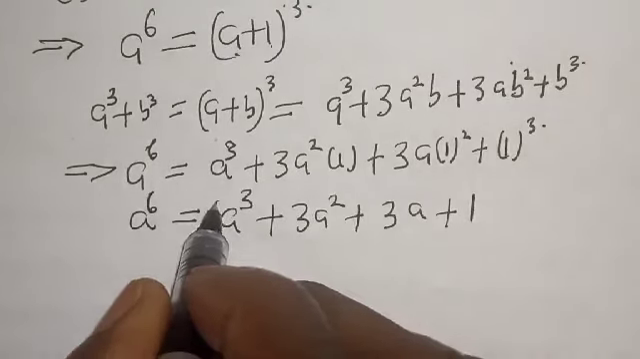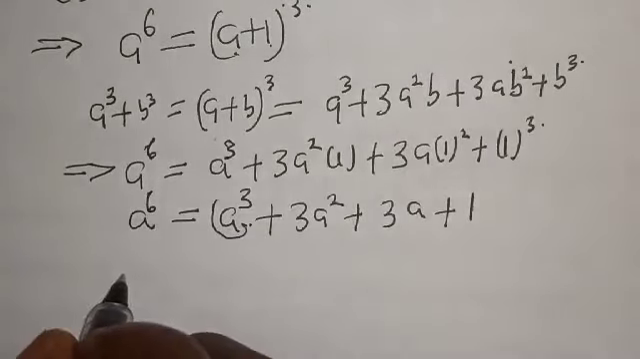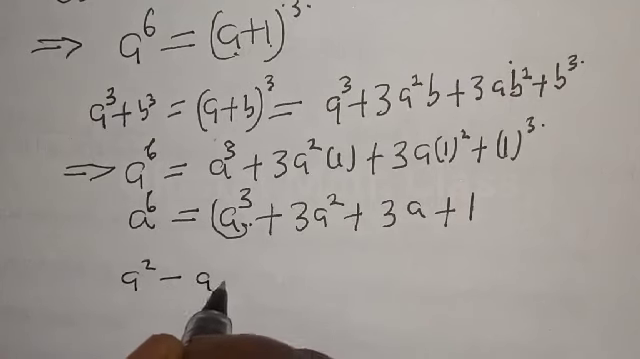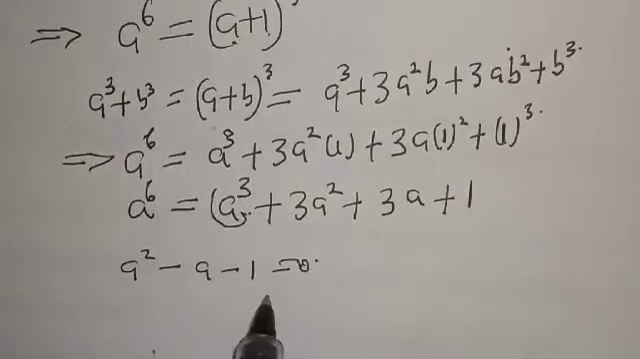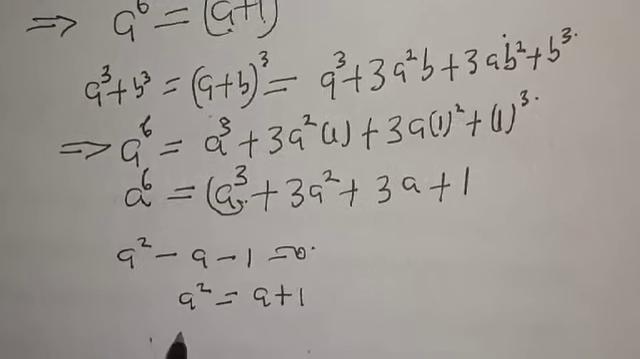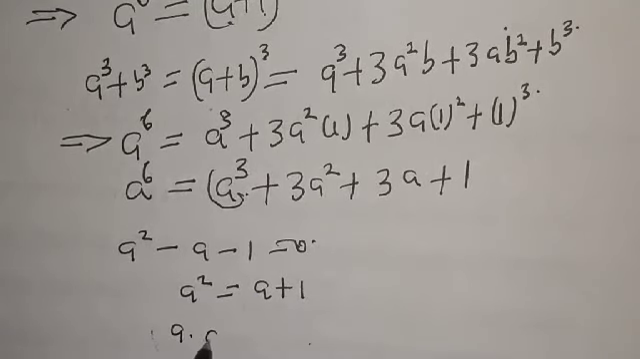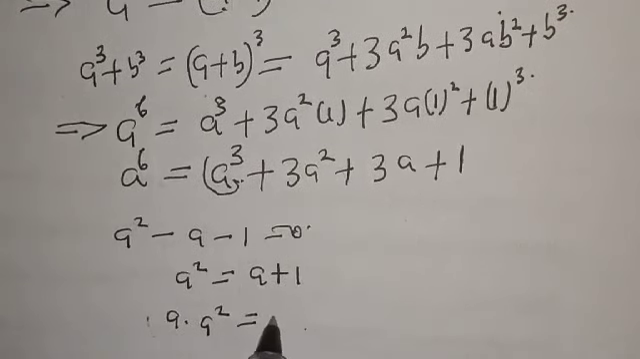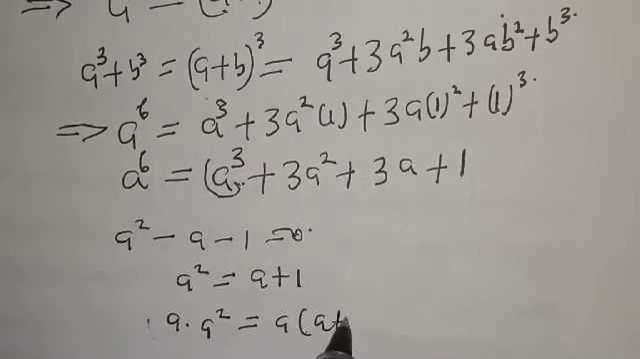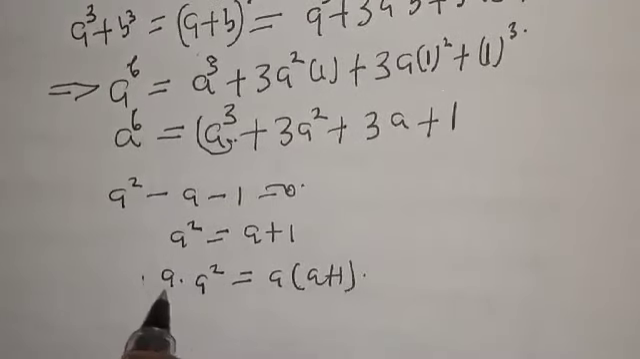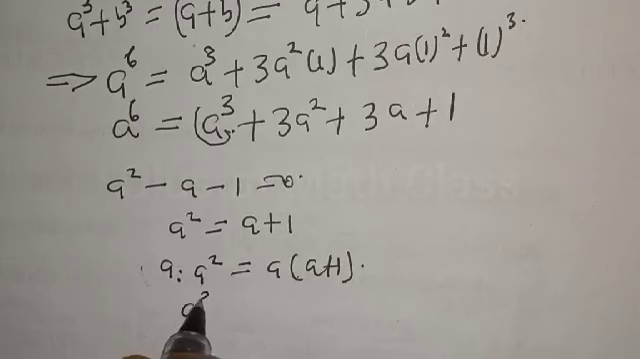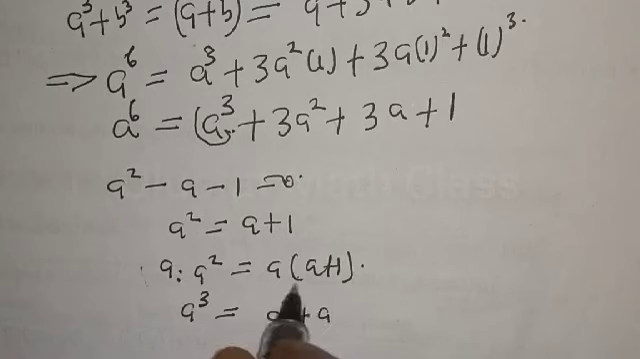Now let's try and manipulate this. Then we know that we have a squared minus a minus 1 equal to 0. Then our a squared will be equal to what? A plus 1. Now let's multiply both sides by a. We have a multiplied by a squared to be equal to a into a plus 1. Then a squared multiplied by a is the same thing, we have a raised to power 3 to be equal to a squared plus a when you open the bracket.